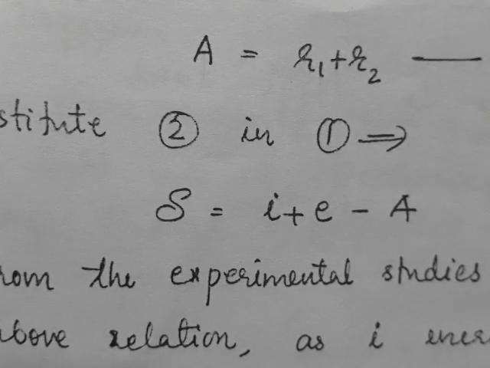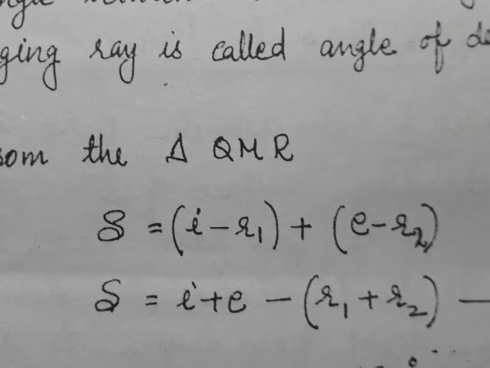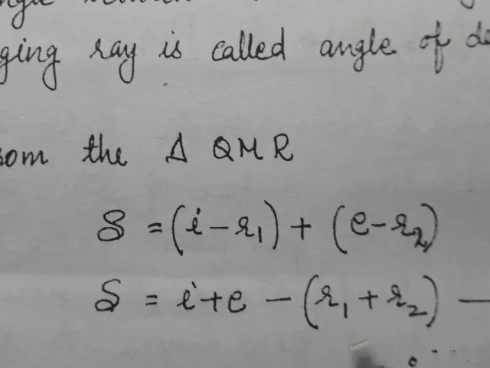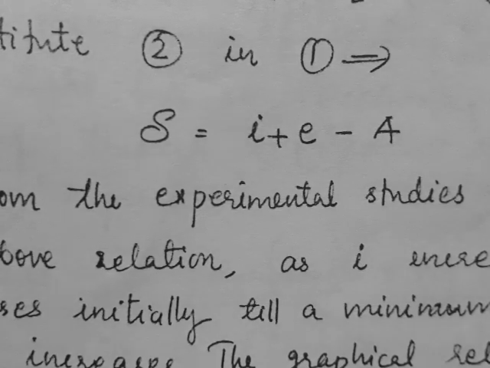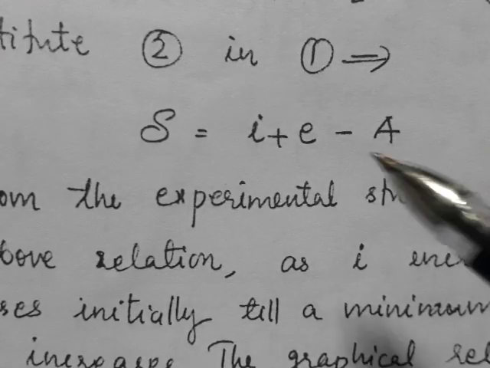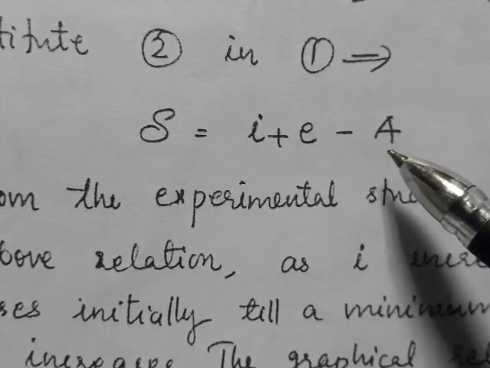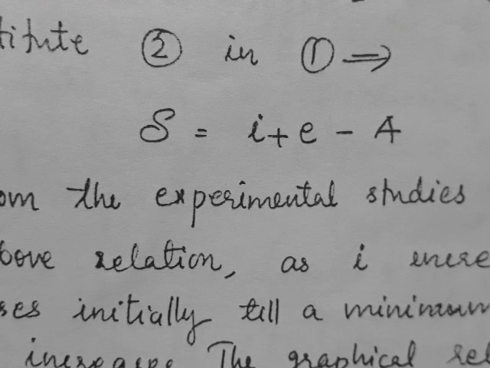Now we go back to the equation. We had considered this angle, delta is I plus E minus R1 plus R2. Now we got R1 plus R2 is equal to A, so delta is equal to I plus E minus A. So this is the case. Angle of deviation is angle of incidence I plus angle of emergence E minus angle of the prism.